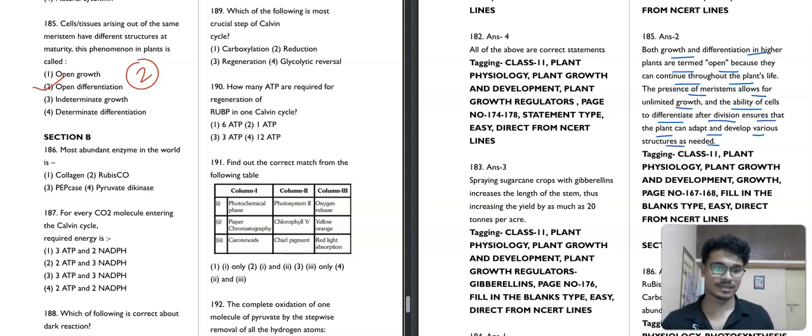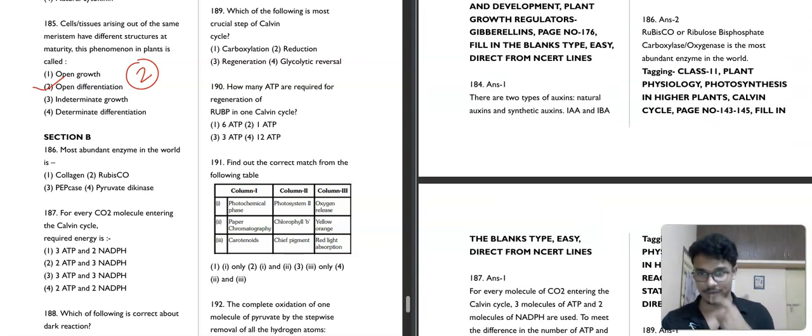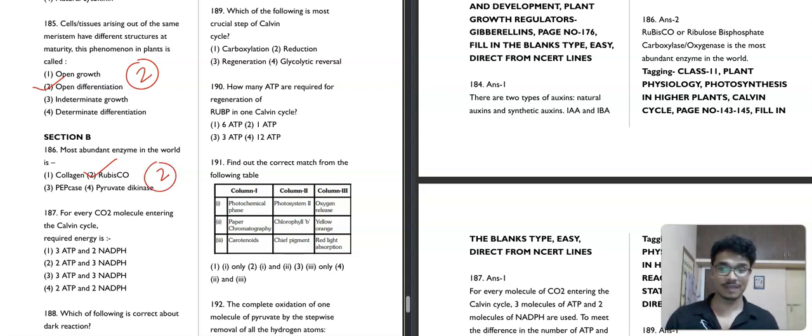Then question number 186, we have the most abundant enzyme in the world, you know that is Rubisco. And what is the most abundant protein in animals? Tell me. That is collagen. That's why it is given in the first option, so that you can make a mistake and learn from it.